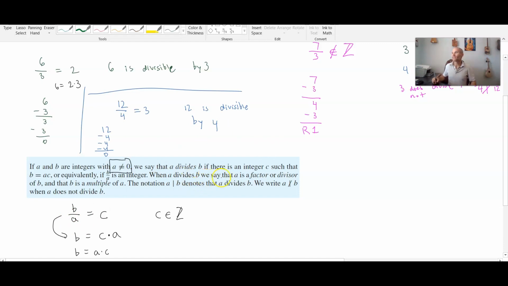When a divides b, we say that a is a factor or divisor of b, and that therefore b is a multiple of a. If you multiply a a certain number of times, you can get up to b. Just like here, we can take 2 multiples of 3 to get 6. So 6 is a multiple of 3. The notation a | b denotes that a divides b. We write a does not divide b, with a strike through that line, when a does not go into b evenly. And that's the very preliminary idea behind number theory.